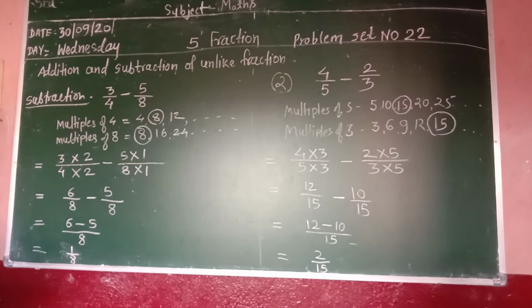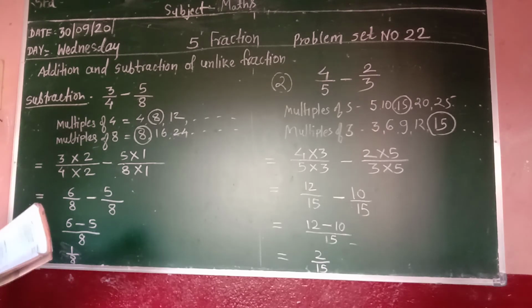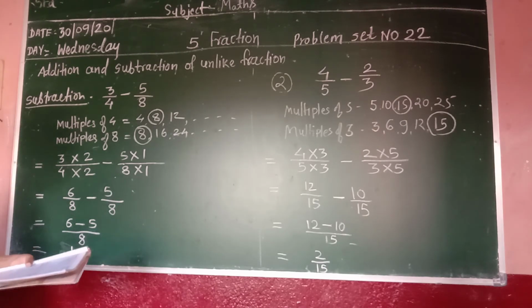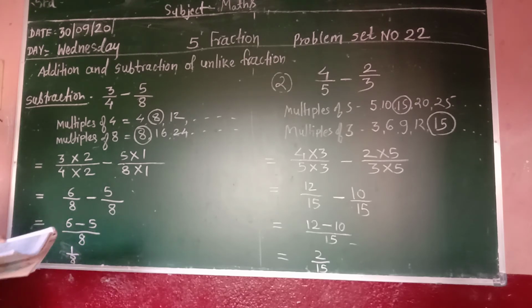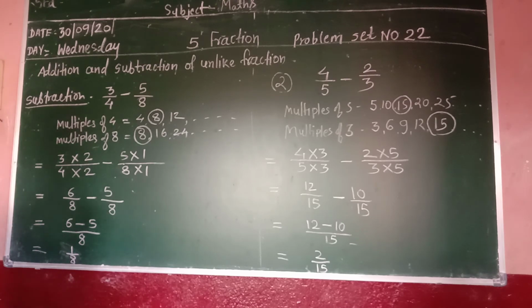Okay, clear? There are 10 sums in problem set number 22. That is addition and subtraction of unlike fractions. Do them like this in your notebook and send me your marks. Okay, tomorrow I will tell you problem set number 23, a fraction of a fraction and multiples of a fraction. Tomorrow we will continue this. Okay.